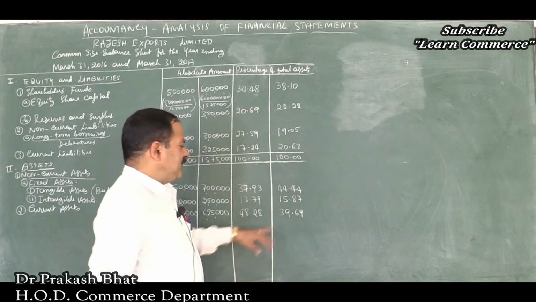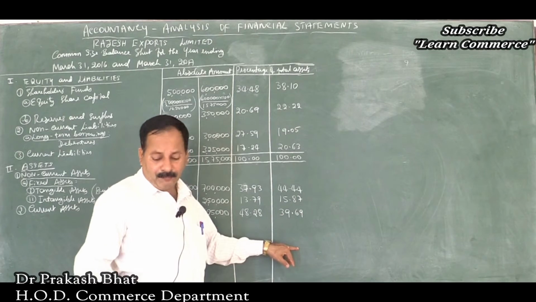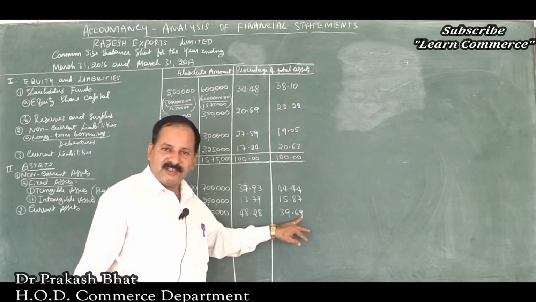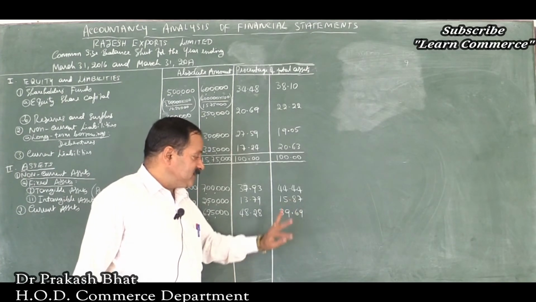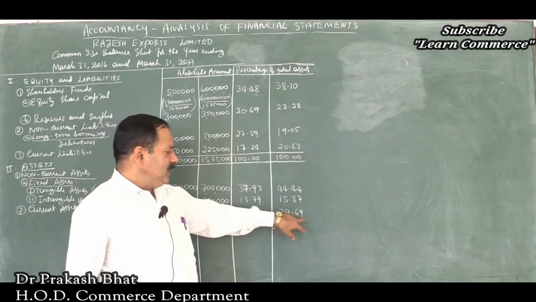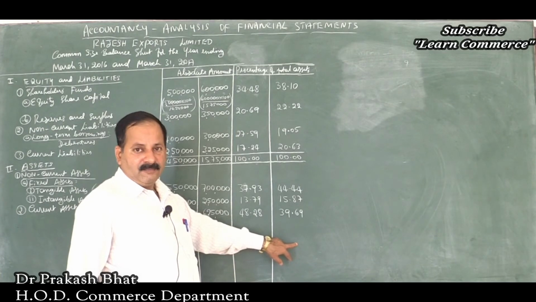Actually, it comes to 39.68. When you take the total, it comes to 99.99. So I have changed it as 39.69. Understood now? If we calculate, actually it comes to 39.68. As it is the highest figure, I have changed the last digit to make it equal to 100. Clear? Don't get confused.